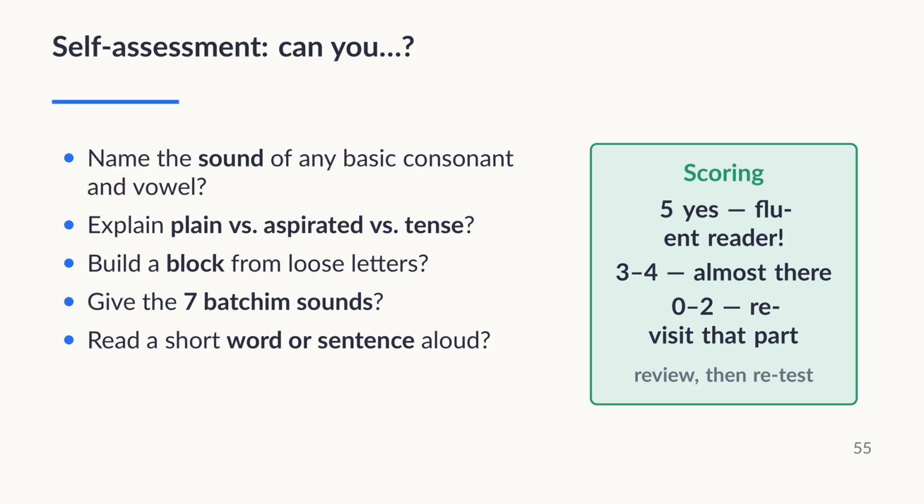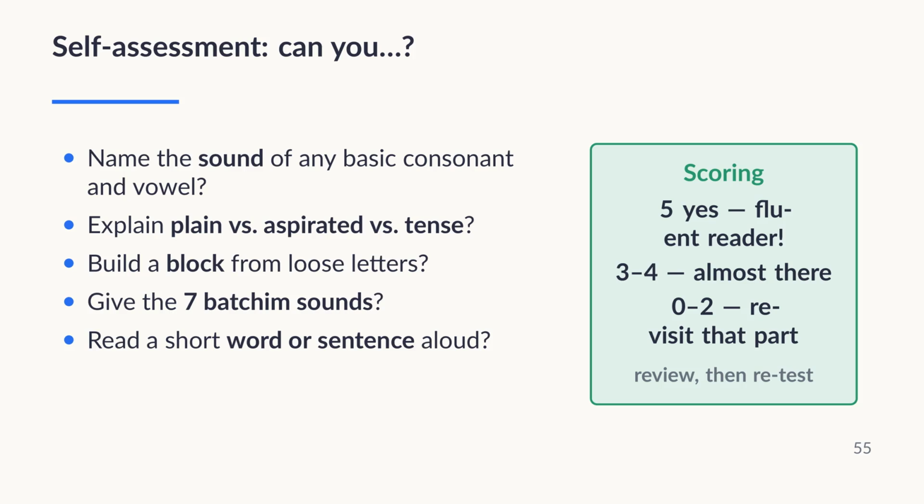Question 3. Can you build a syllable block from a set of loose letters, placing the vowel and any final consonant correctly? Question 4. Can you list the 7 batchim sounds, K, N, T, L, M, P, and NG? And question 5. Can you read a short word or a simple sentence aloud on your own? Now score yourself using the panel on the right.